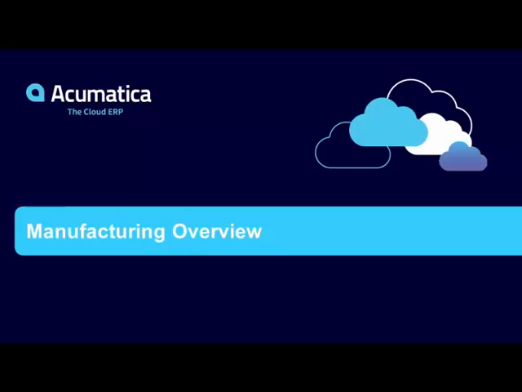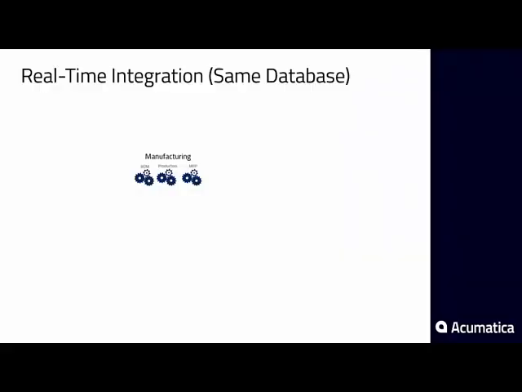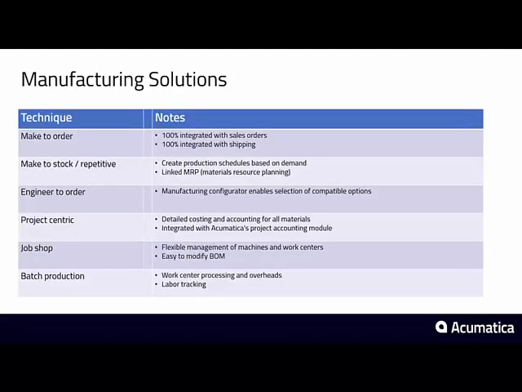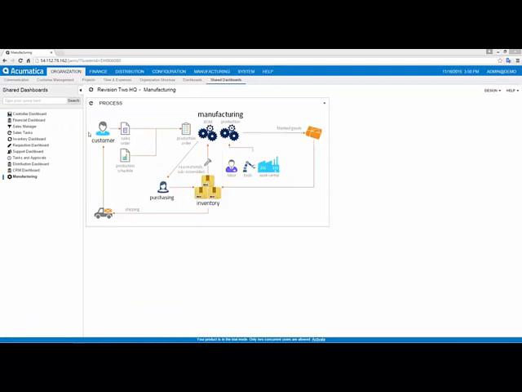Manufacturing Overview. The Acumatica Manufacturing Suite, developed by JOS Systems, provides a complete manufacturing automation solution, integrating your shop floor with sales, accounting, purchasing, and inventory. It integrates with all Acumatica suites to deliver a powerful and complete solution for most common manufacturing scenarios. In this video, I will demonstrate the make-to-order manufacturing process.